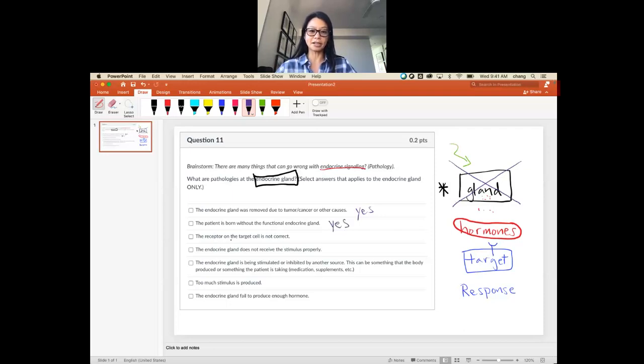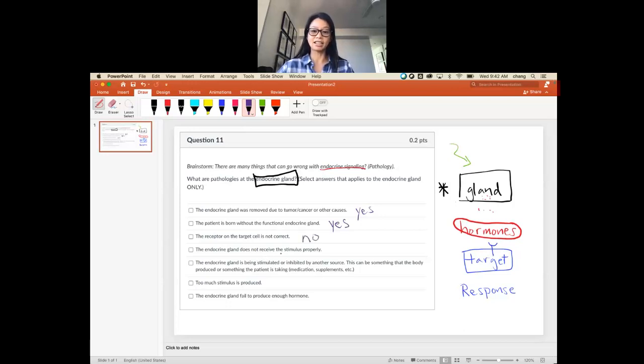The receptor on the target cell is not correct. Let's look at the next option. That is referring to this step here, the receptor on the target. That can be a pathology, but is it a pathology of the endocrine gland? No, because that's the target. So this will be a no.